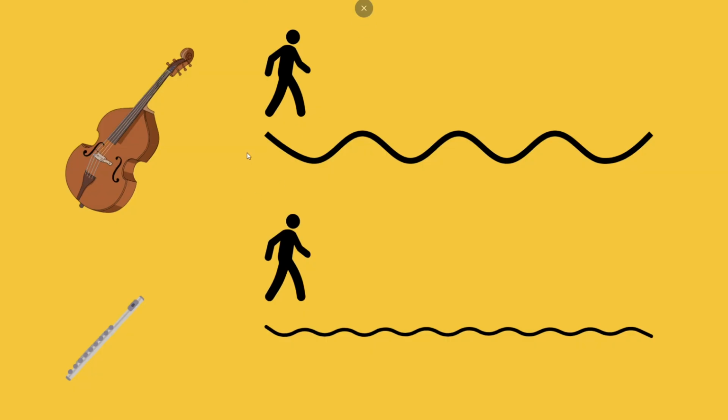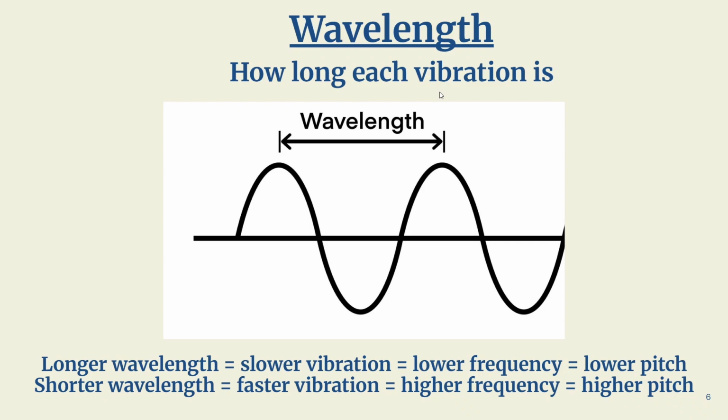So we've got our bass up here and our high soprano down here. Now, what they're going to do is walk across this space. The bass is going to take big steps. Those big steps are going to represent long wavelengths, so a long distance between peak to peak on the wavelength.